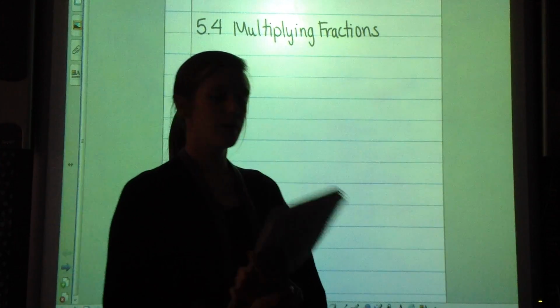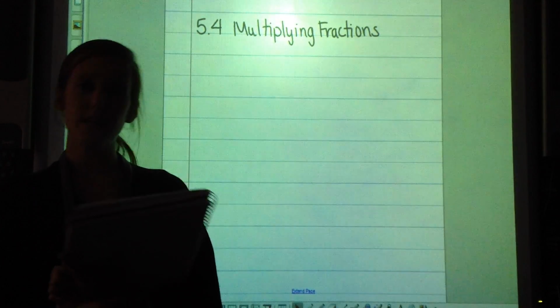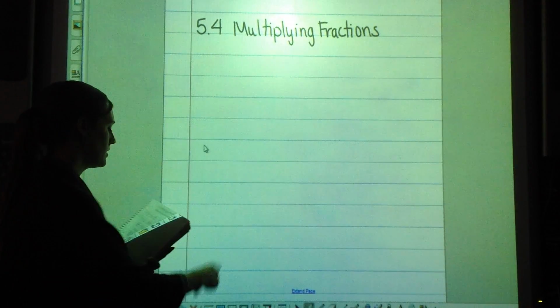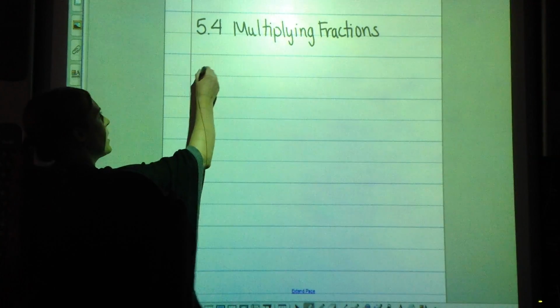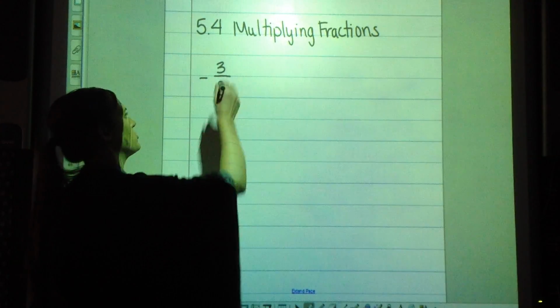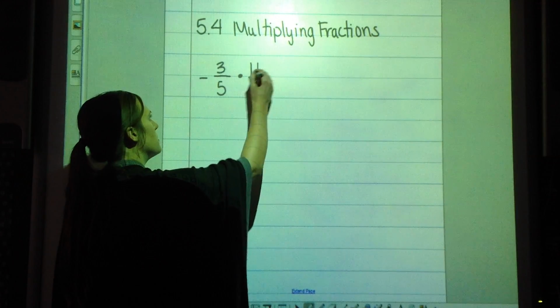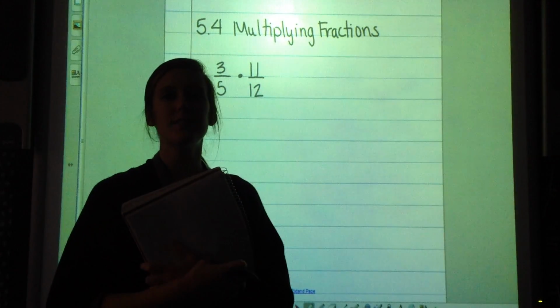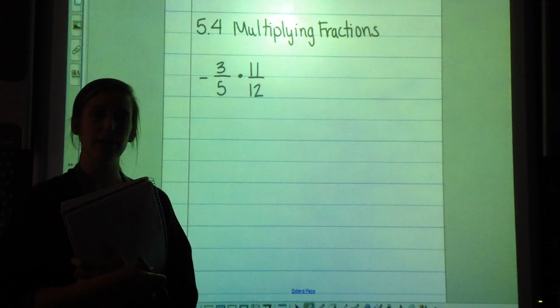In this lesson, we're going to be multiplying fractions and mixed numbers. Let's start with some fractions. Negative 3 over 5 times 11 over 12. The nice thing about multiplying fractions is that you do not need a common denominator.